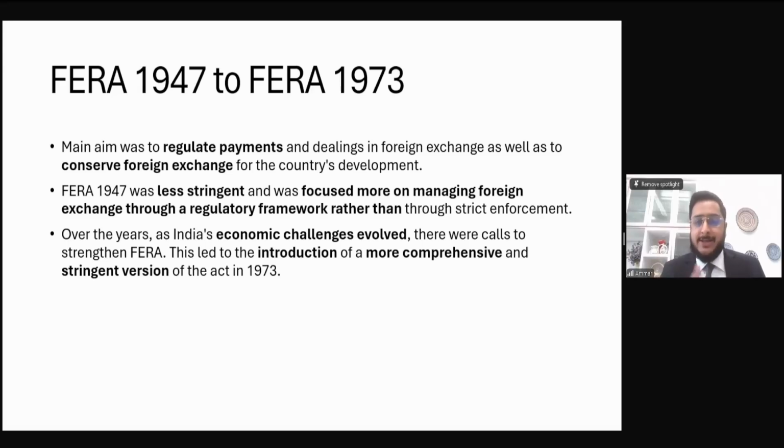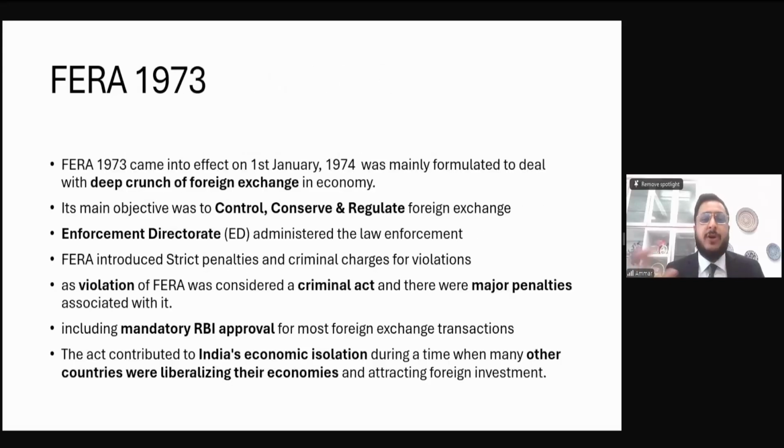Over the years, as India grew and the economic challenges also evolved, there was a need to strengthen this act, to make it more stringent and more comprehensive. So that was the introduction of FERA 1973. FERA 1973 came into effect on 1st January 1974, and it was mainly formulated to deal with this deep crunch of foreign exchange. The main objective was to control, conserve, and regulate foreign exchange. The ED was the main administrator for this law, and FERA introduced strict penalties, and violations were regarded as criminal charges.